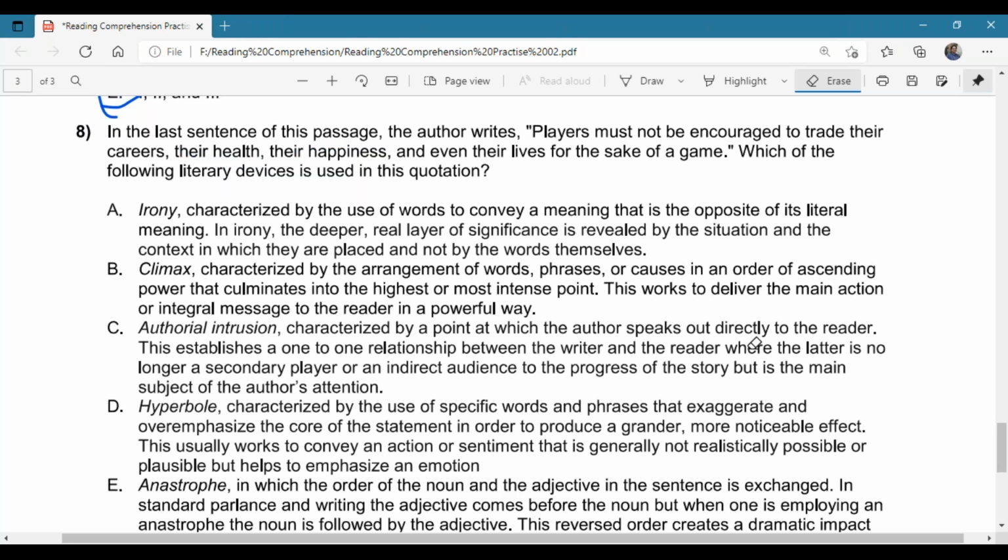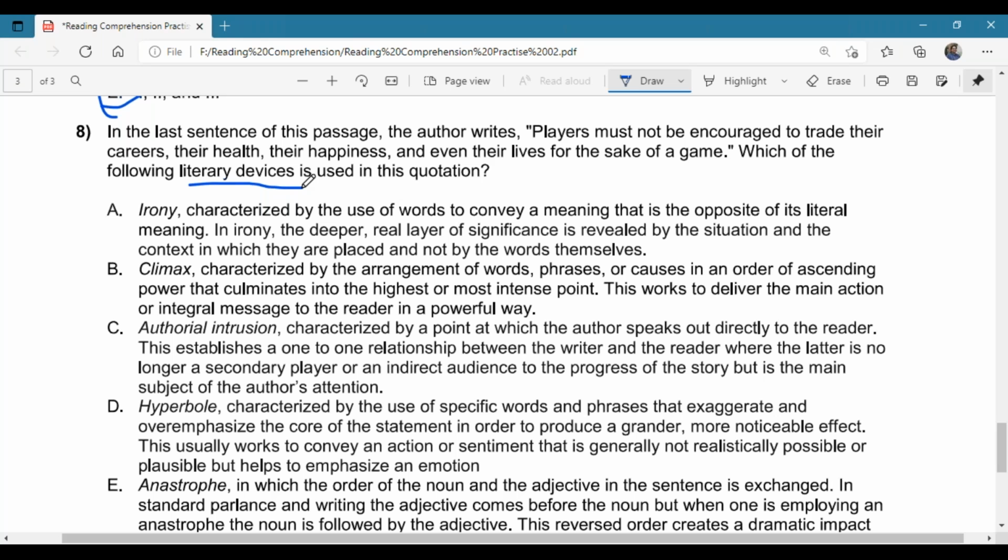See, a literary device is nothing but the style of writing of an author. Something like metaphor, we say irony, climax, hyperbole. There are many others, around 23 or more literary devices these days, which are used by writers. It is nothing but the style of writing.